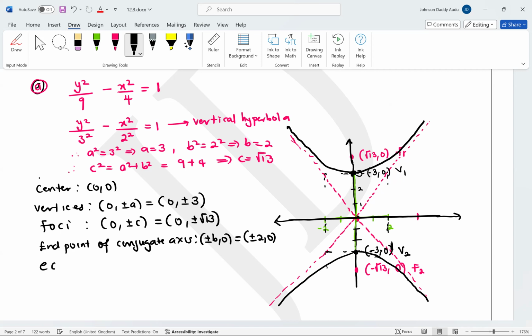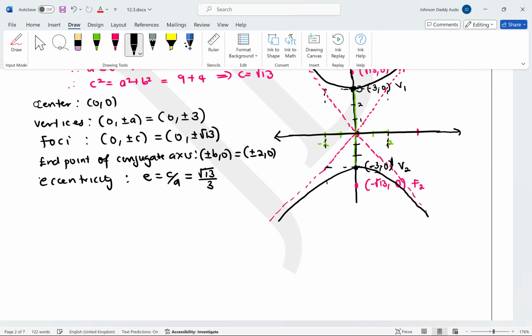Then we can find the eccentricity. Eccentricity is e. e is equal to what? c over a, which is, what is c? Root 13 over 3, right?